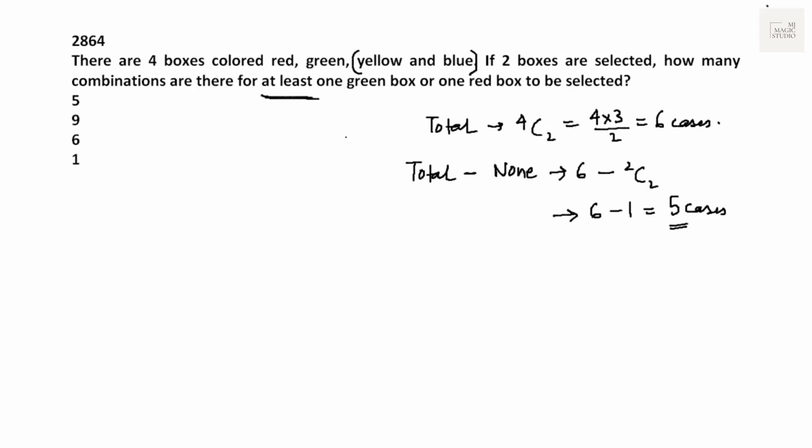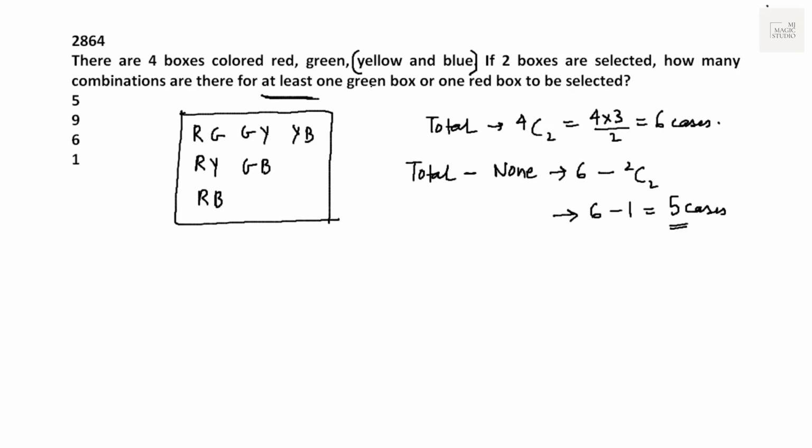Or we can go straight away also. If there are 4 boxes and 2 boxes need to be selected, the selections can be either red green, red yellow, red blue, or green yellow, green blue, or yellow blue. You can see that in total we have got 6 selections, out of which we need at least 1 green or 1 red. Here we have green, here we have green, green, red, red. This is the case where we have no green, no red. So ultimately we have got how many cases? 1, 2, 3, 4, 5.